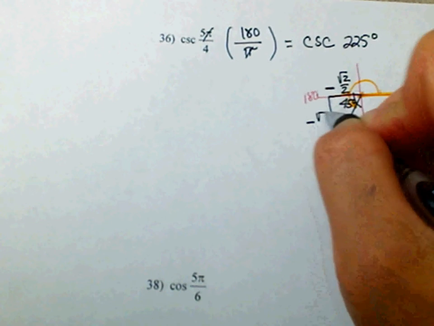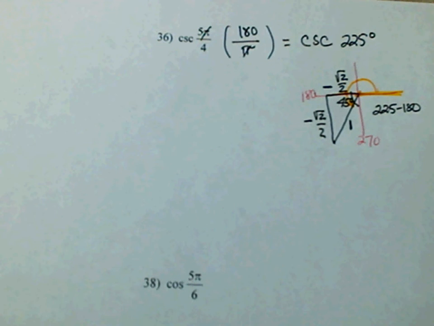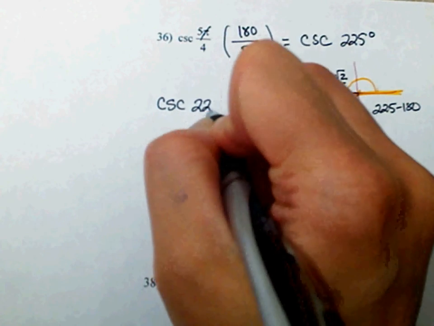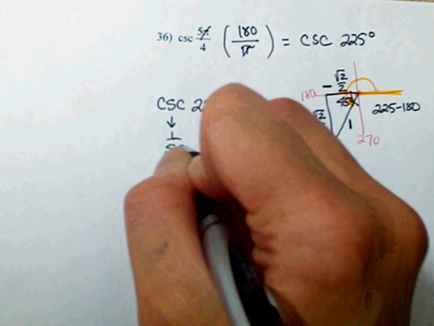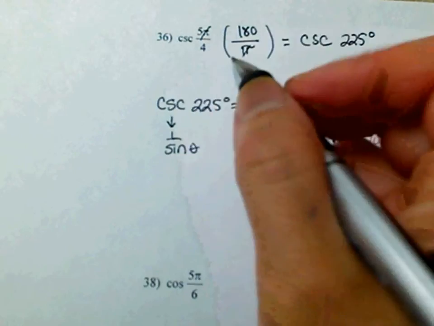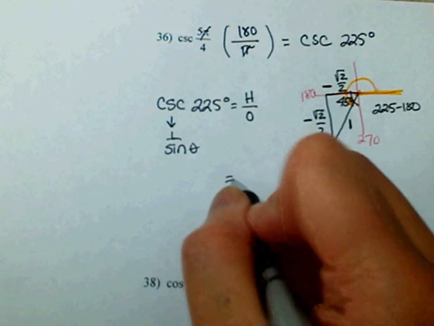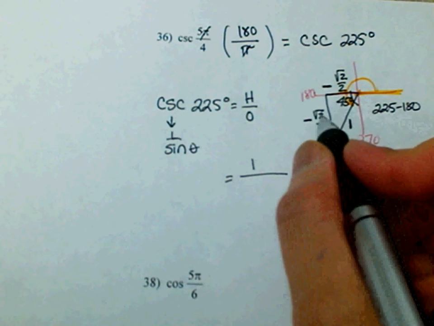Cosecant of 225. Remember, cosecant is the same thing as 1 over sine theta. So sine is opposite over hypotenuse, so this one's hypotenuse over opposite. Hypotenuse is 1. Your opposite, from the point of reference, so across from it, is negative square root of 2 over 2. See how that's a fraction in the denominator? We have to rationalize it.